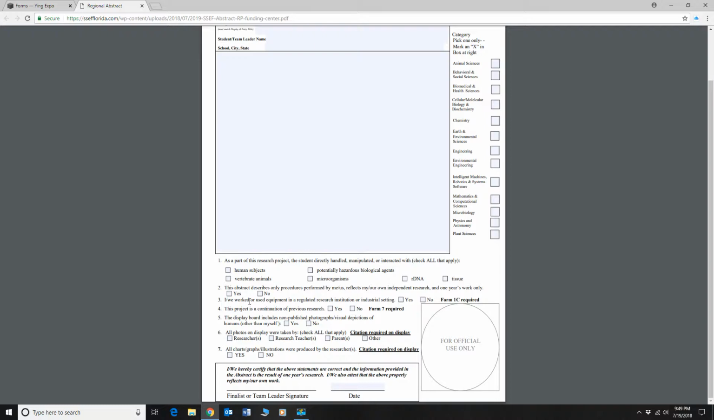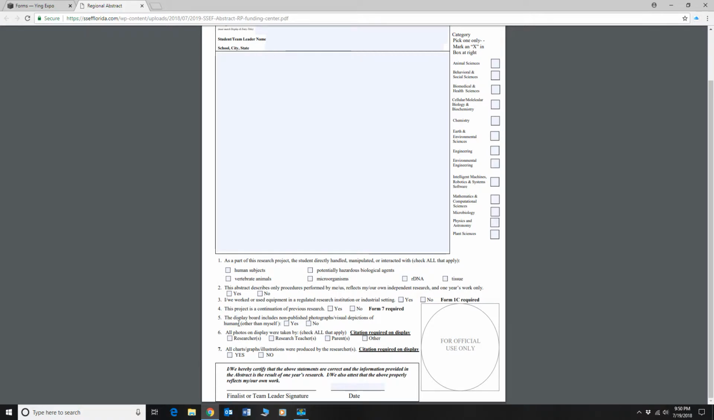Number 3, did the student use equipment in a regulated research institution or industrial setting? If this is a yes, they must have a Form 1C with their project, with their registration, and that Form 1C should be completed by whoever was in charge at that regulated institution or industrial setting. Number 4, the project is a continuation of research. If that's a yes, the student should have a Form 7, and that Form 7 explains what the student did in the past, what they're doing this year, and how the project has been varied.